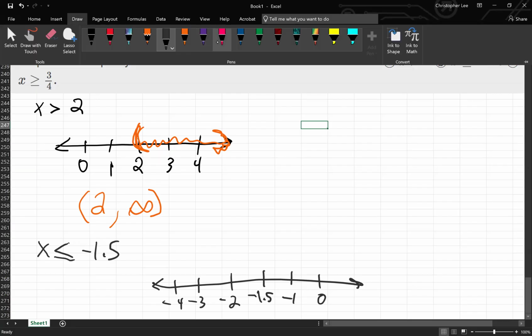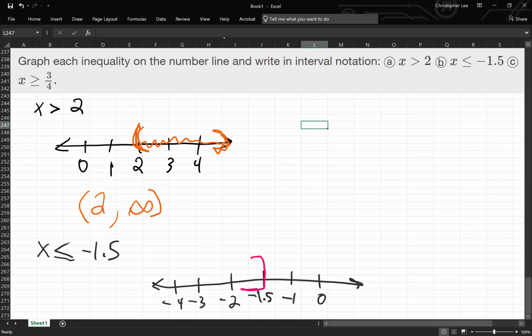Let's go pink. All right, so now we're talking brackets, right? Less than or equal to. So, boom, I have my bracket. I'm going to shade all the numbers that are less than or equal to negative 1.5. That's it.